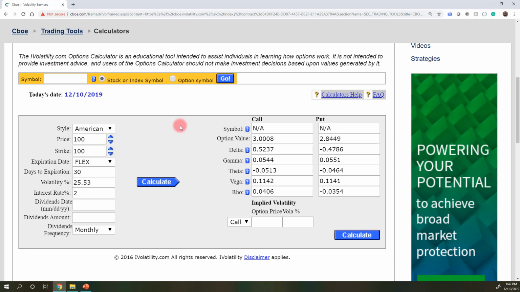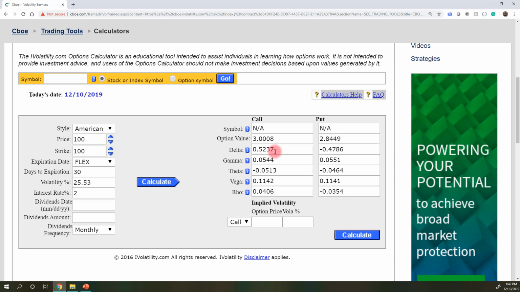So here we are in a pricing model, and I'm going to choose the stock price at 100, strike at 100, 30 days to expiration. Down here I'm going to put the interest rate at 2, and I've chosen this odd sounding 25.53% volatility because that's the number necessary to give me a $3 call price, which is what I was assuming. But now let's say that we're expecting the stock price to gap $5 on the opening bell. I have a delta of 0.52, gamma of 0.0544.